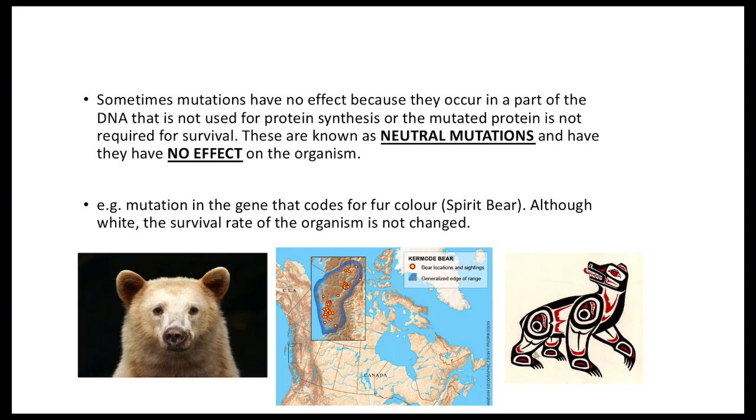As a potential benefit, although they're really not sure about this, the spirit bear may actually be better at catching fish because of how the sun reflects off of the water. It blends them in a bit from the fish perspective. In this case, it is considered a neutral mutation. It's just changing the color. It's not affecting its survival, so there's no real downside or upside.